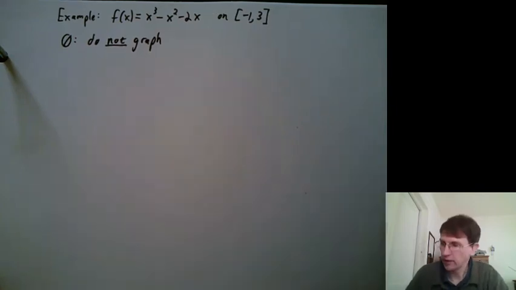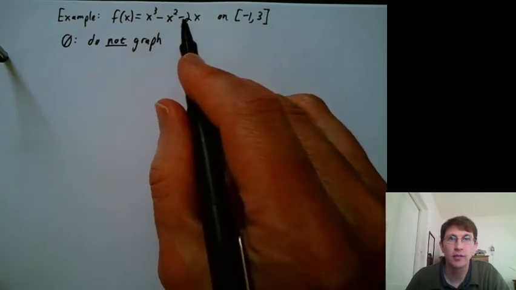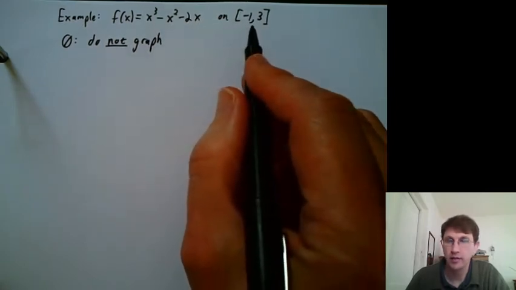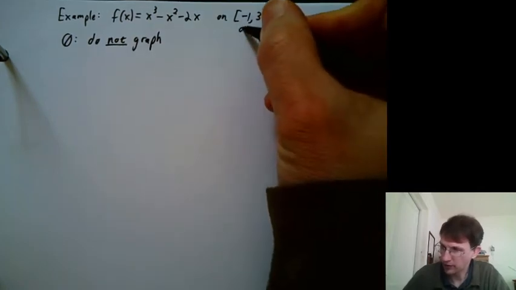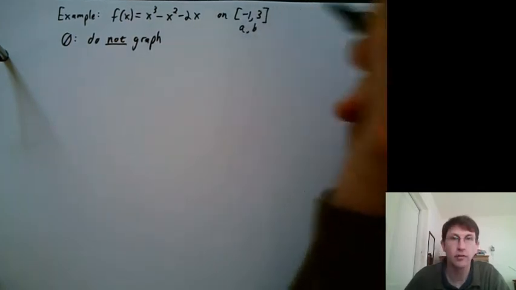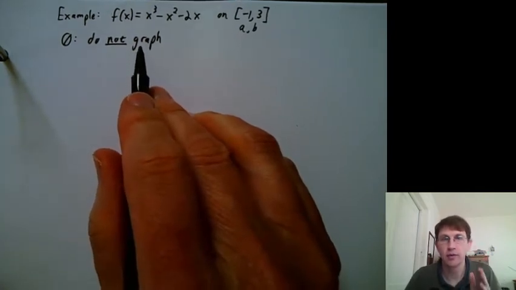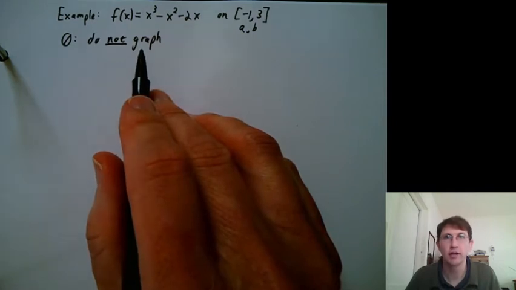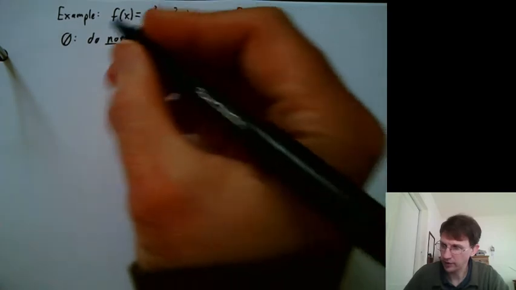All right, let's do an example of finding maxes and mins by hand. So we'll use x cubed minus x squared minus 2x on the interval -1 to 3. Remember, we're calling the left end of the interval a and the right end of the interval b. So step 0, do not graph. Remember, the point of this is to practice our skills in finding mins and maxes by hand using derivatives. We will graph later to check stuff, but for now we won't.